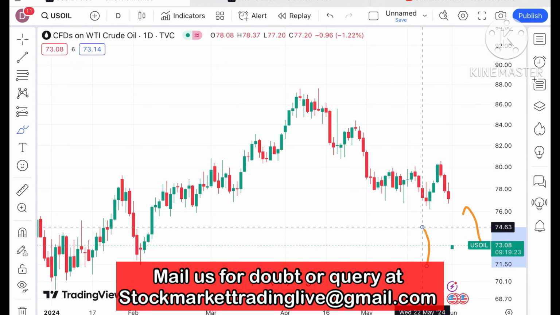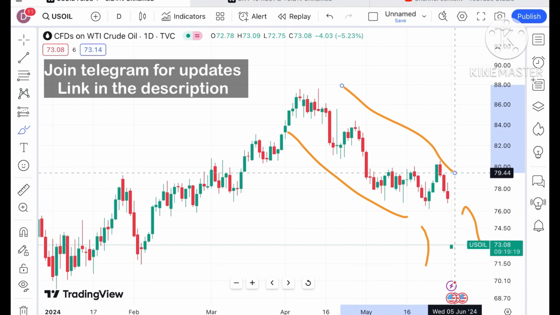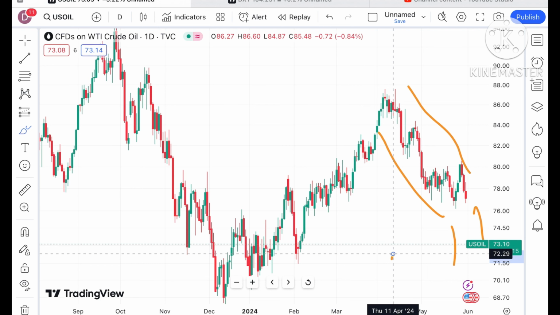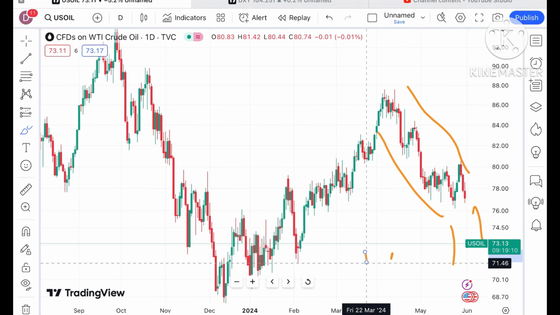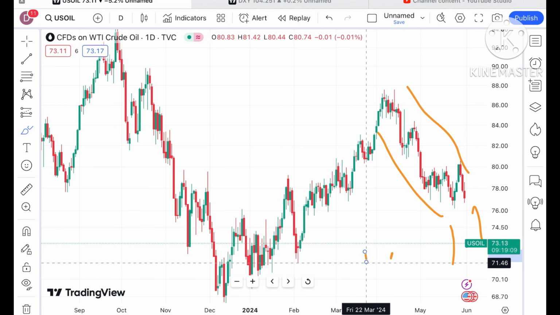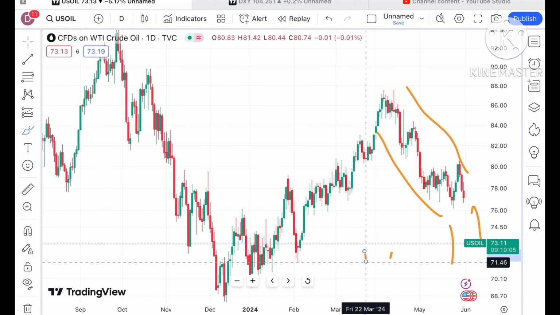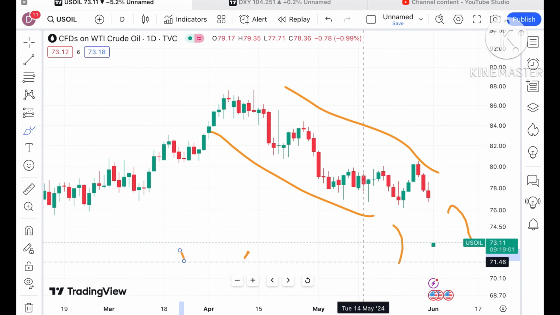Looking at this chart, there is a probability that once the crude price starts moving below this level, it can go towards around 72.29, and if it moves further down, it can touch a level of around $71.46. Why have we seen a sudden downfall in the price of crude?